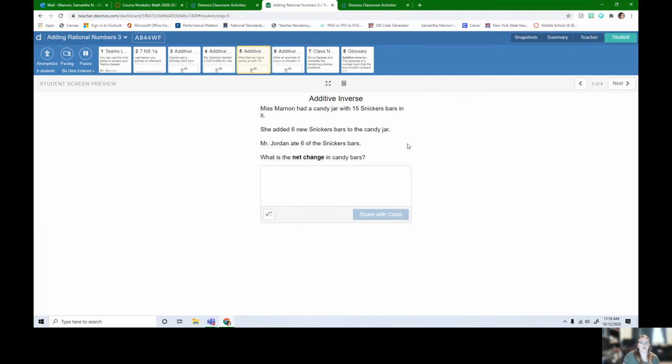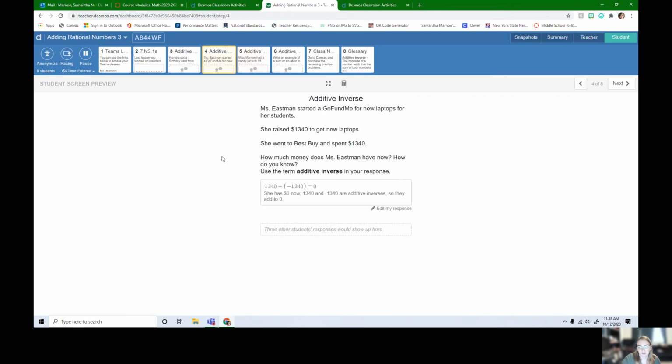Now here's something to think about. This has to do with the additive inverse, kind of just like this Miss Eastman question. If Miss Eastman started with more money, so say she started with $500, then she got the 1,340 and spent the 1,340. At the end of the day, she has that original $500 in her account, right? She started with 500, she got the 1,340, then she spent the 1,340. She still has that 500.